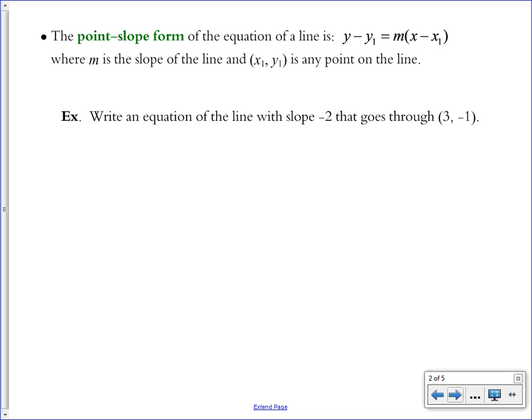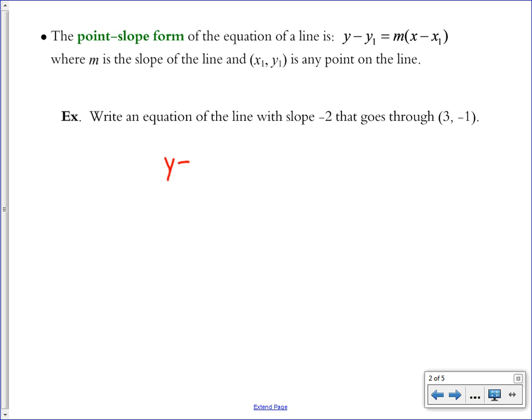So an example, it says, write an equation of the line with a slope of -2, so they're giving us m, that goes through the point (3, -1). So they're giving us all the information we need to fill into this formula. We're going to start with the y minus. That first y has to stay in the equation. It needs to be there when you're done. So we just leave that as y.